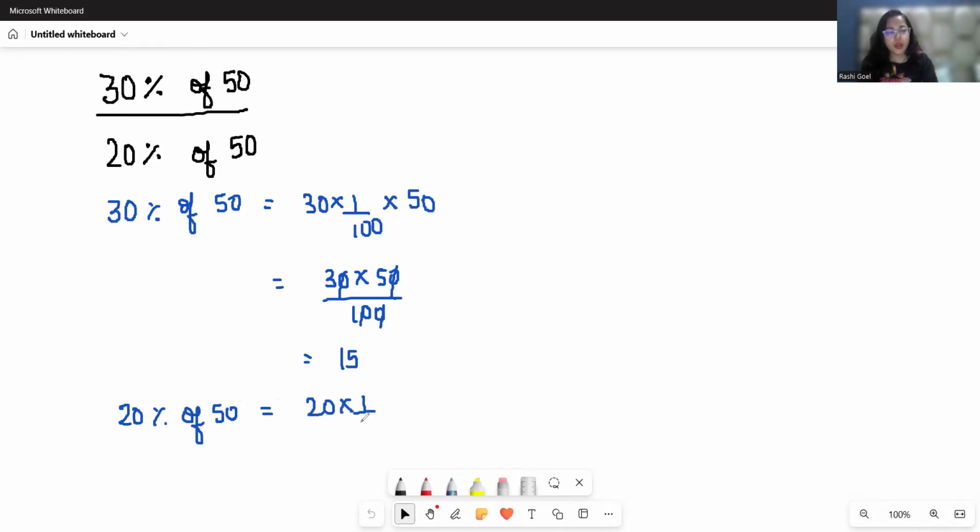Similarly, 20% of 50. 20 times 1 by 100 times 50. So 20 times 50 by 100, which is equal to, we'll cancel out the 0 with 0. 2 times 5 is 10. So our numerator is 15 and denominator is 10, which is equal to 1.5.